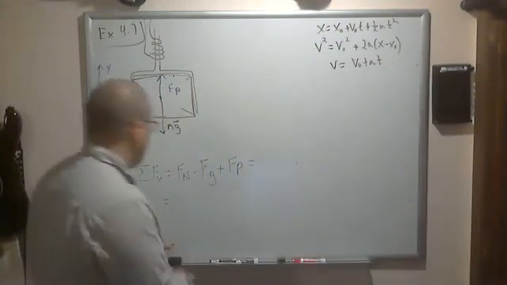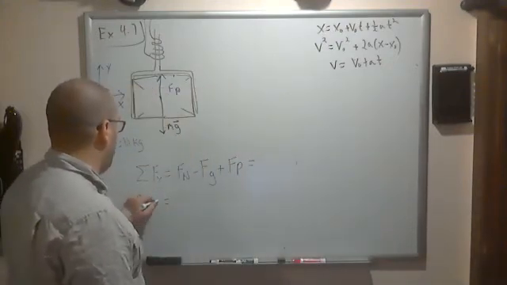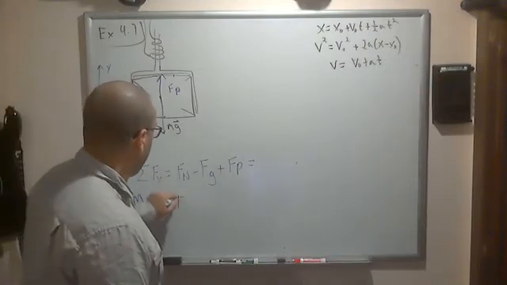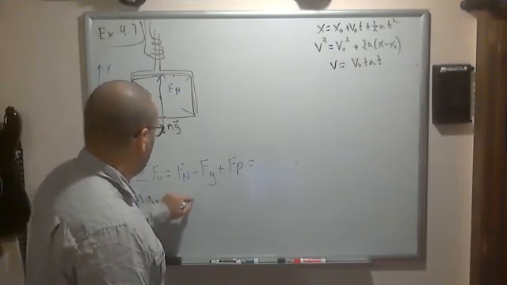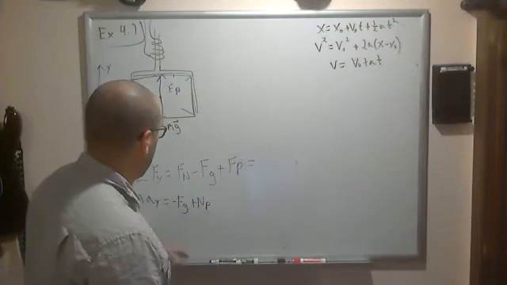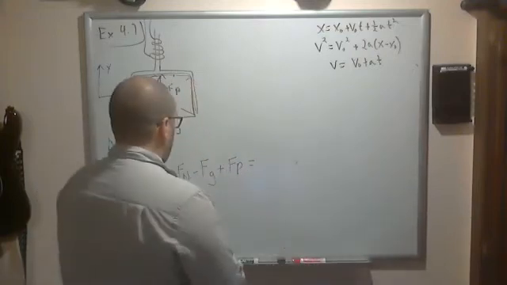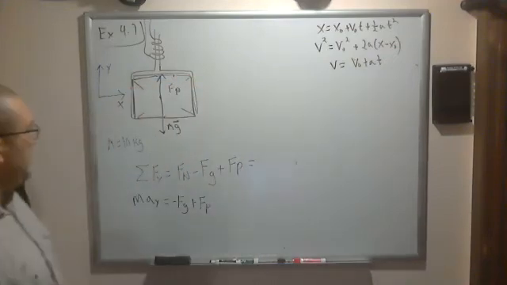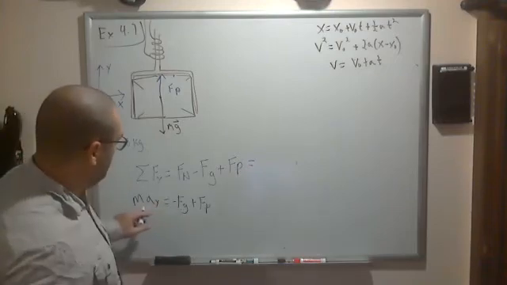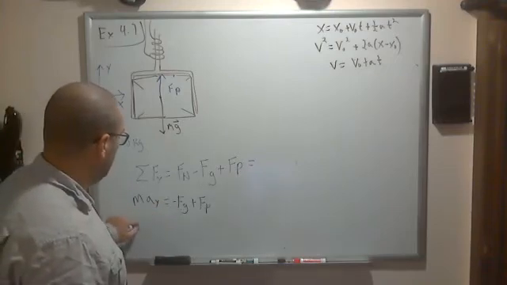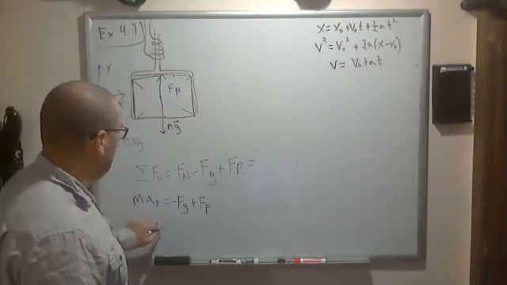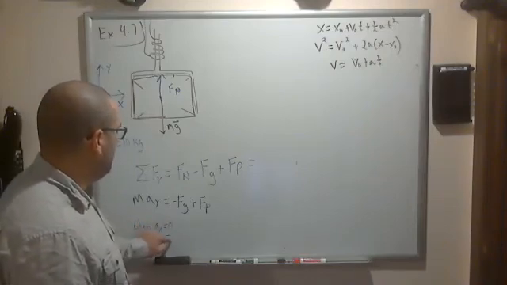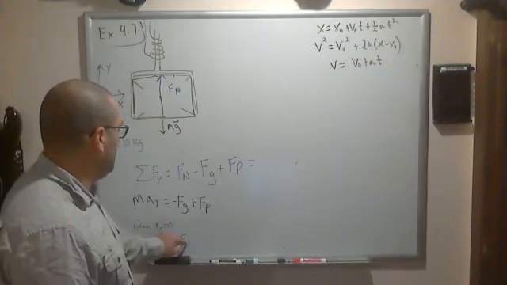This is equal to MA in the y direction. The normal force is 0, so we're left with this. And what we find is that when these are equal to each other, this would be 0.